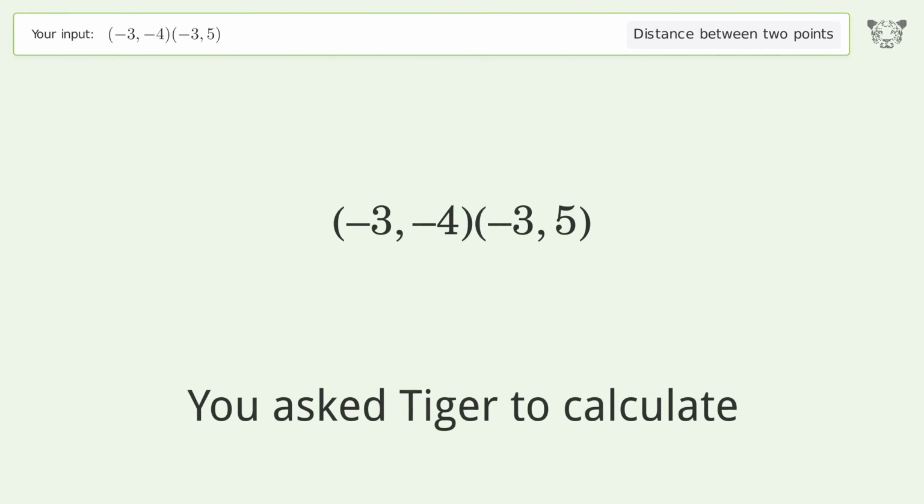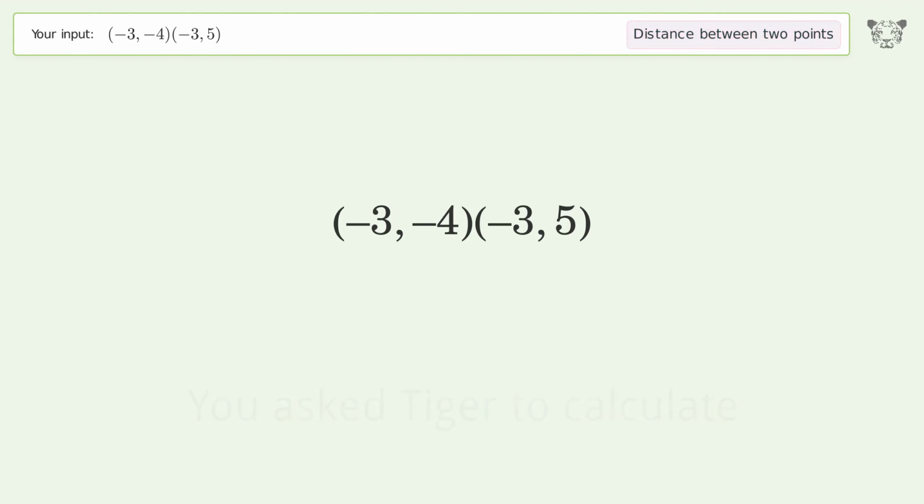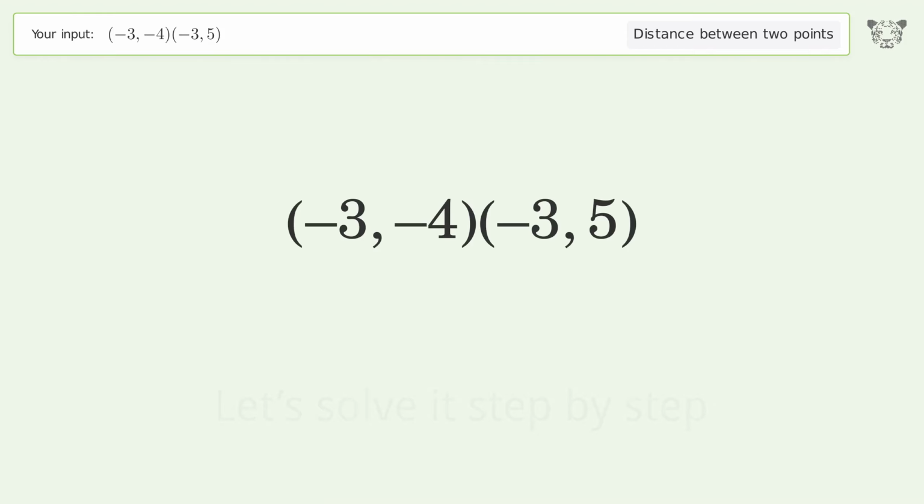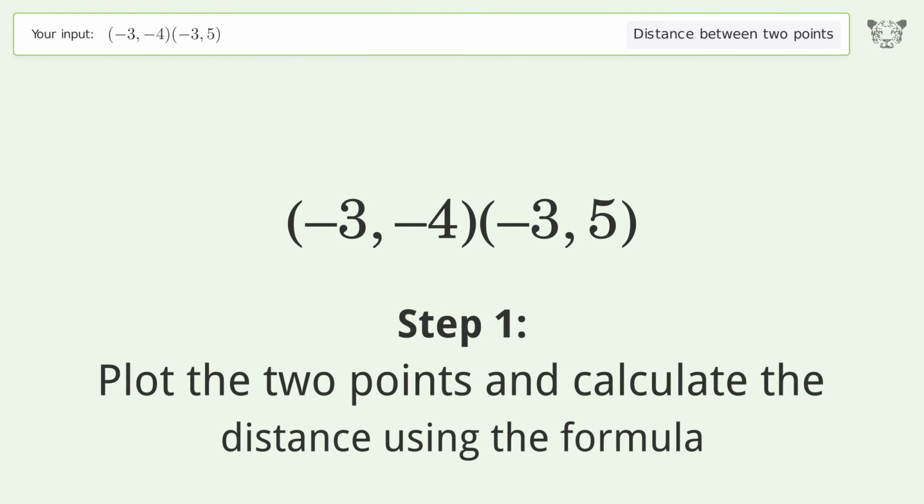You ask Tiger to calculate. This deals with the distance between 2 points. The distance between the 2 points is the square root of 81, or 9. Let's solve it step by step. Plot the 2 points and calculate the distance using the formula.